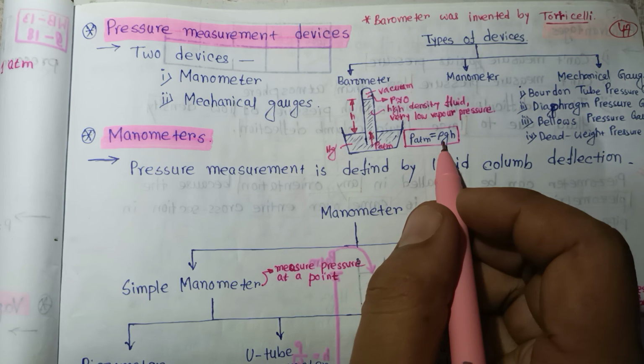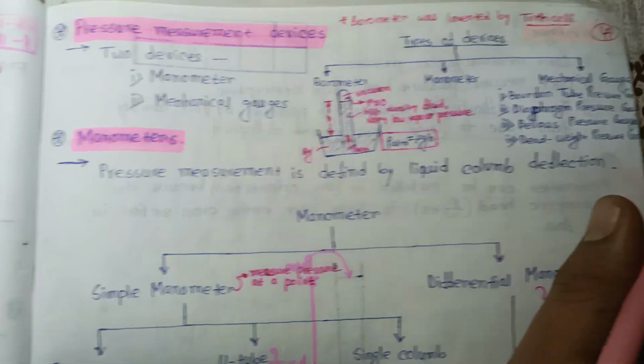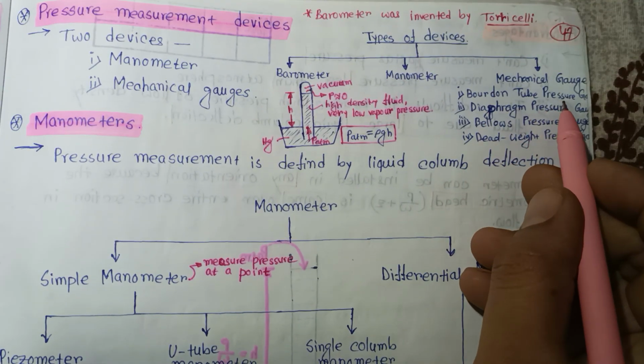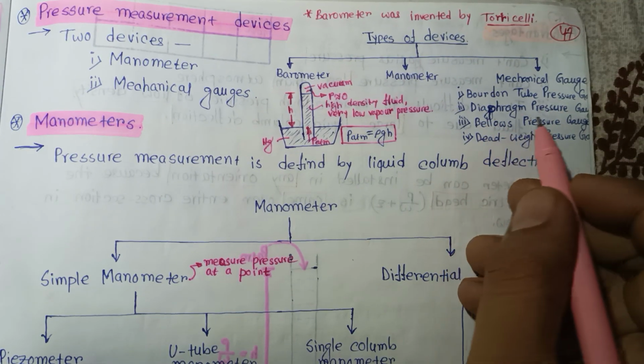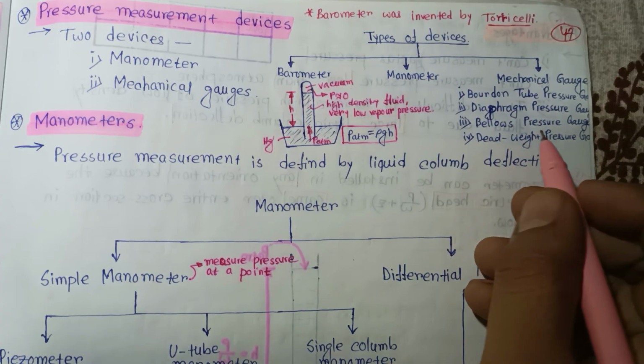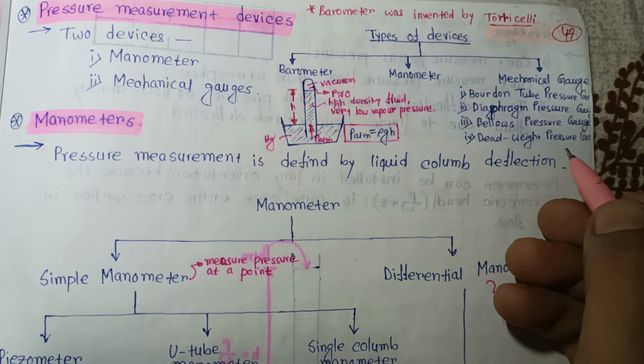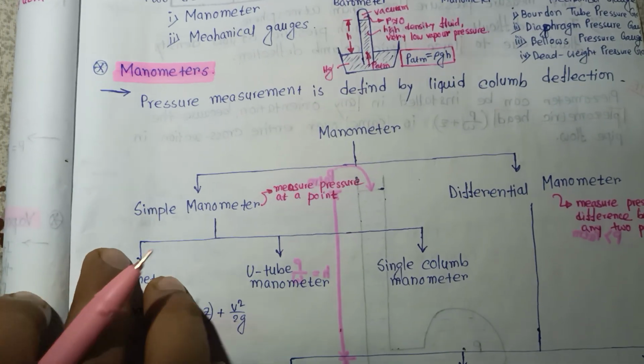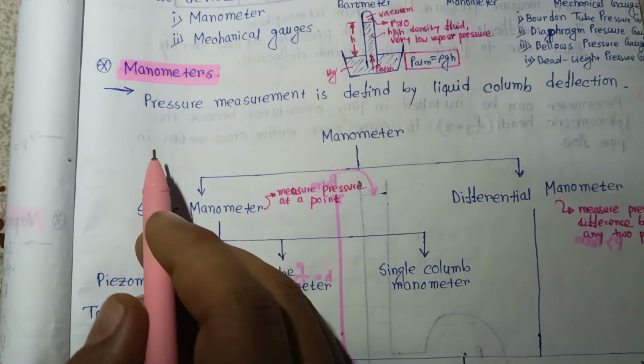Next, the manometer and mechanical gauge. There are four types of mechanical gauge: the Bourdon tube pressure gauge, the diaphragm pressure gauge, the bellows pressure gauge, and the dead weight pressure gauge. Now we'll understand the manometer.